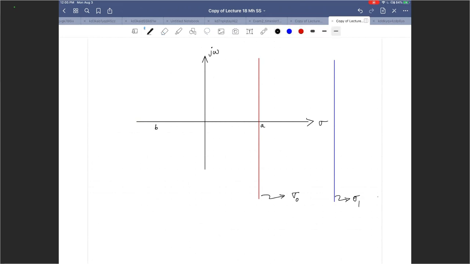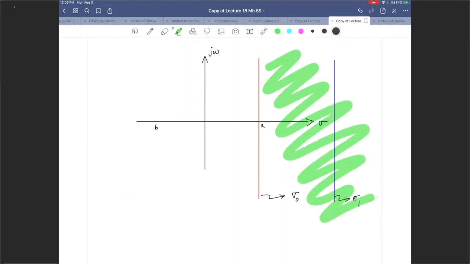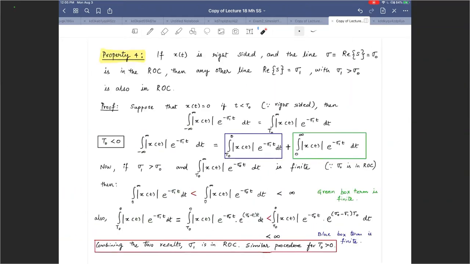then because it is a right-sided signal, I already claimed, which I'm going to prove here in a minute, that the region of convergence will be to the right of the pole, right? So if it's to the right of the pole, it's everywhere. And the region of convergence would include sigma equals 1 in this case, right? So that's exactly what it is saying here. Given sigma equals 0 is in the ROC, then any other line sigma 1 with sigma 1 greater than sigma sub 0 will also be in the ROC.